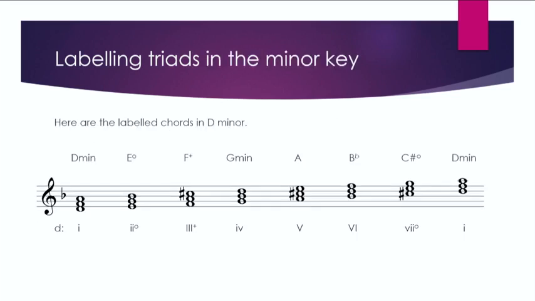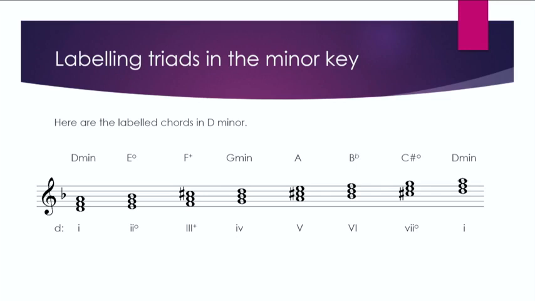Here is the minor key. Now, the minor key is very much more complicated than the major key, and you'll see this. The first chord is a minor chord. The second chord is diminished. The third chord is augmented, so it gets the little plus. The fourth chord is minor. The fifth chord is major. The sixth chord is major. The seventh chord is diminished. And the first chord, of course, is minor.